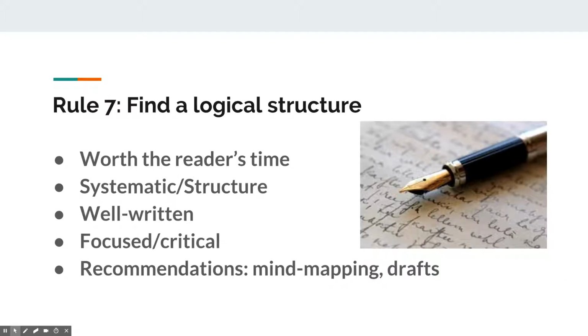Rule 7, find a logical structure. Make sure it's worth the reader's time. Make sure that you do have an outline and that it's easy to follow, well written, and to the point. Some things that help you with doing that are mind mapping and drafts. You may go through and write a draft and you'll find that there's a topic maybe out of place, or that you're dragging on one topic more than another, or not covering another topic enough.